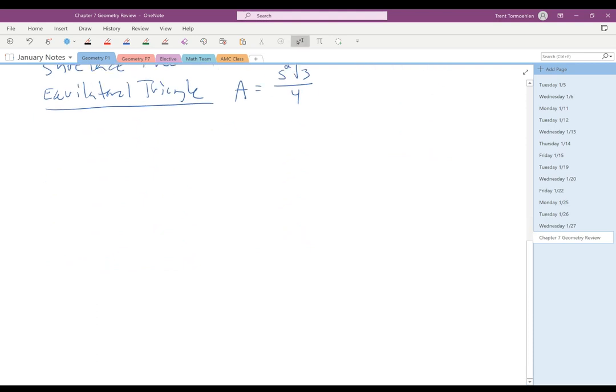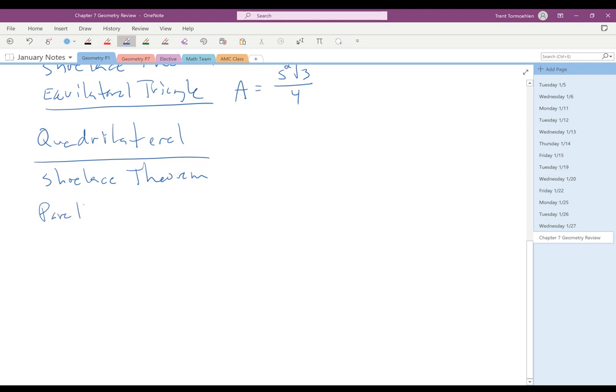That takes us then to quadrilaterals. So 4-sided figures. And so the first one we know is also shoelace, right? Shoelace can be used for all the different kinds of polygons, if you know the vertices. But then we have parallelograms, and parallelograms include rectangles, rhombuses, and then just basic parallelograms.